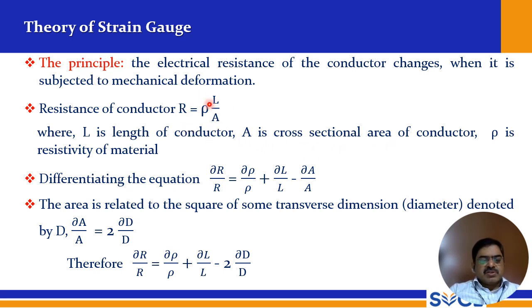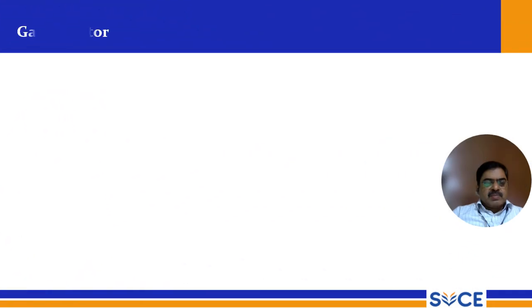When you differentiate this, partial differentiation, ∂R by R equals ∂rho by rho plus ∂L by L minus ∂A by A, and the area is related to the square of some transverse dimension, diameter, denoted by d. So ∂A by A is equal to 2 ∂d by d. So we are just converting into terms of diameter, and therefore now if you replace this in place of ∂A by A, it is minus 2 ∂d by d. So this is the equation for resistance, and now this will become like this.